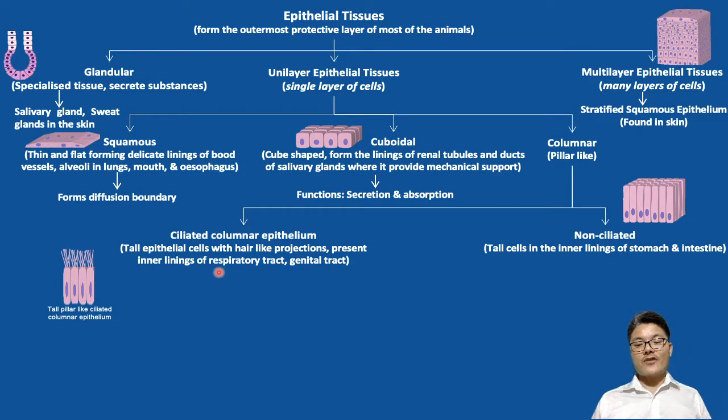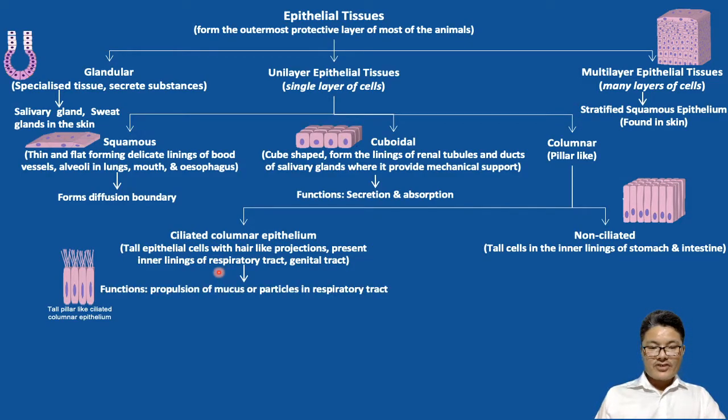In case of non-ciliated columnar epithelial tissue, these are not having hair-like projections. These are not having hair-like outgrowth like that of ciliated columnar epithelium. They are tall in the sense they are extended, column shaped, and they are found in stomach and small intestine.